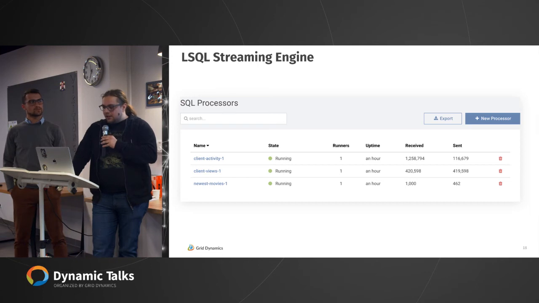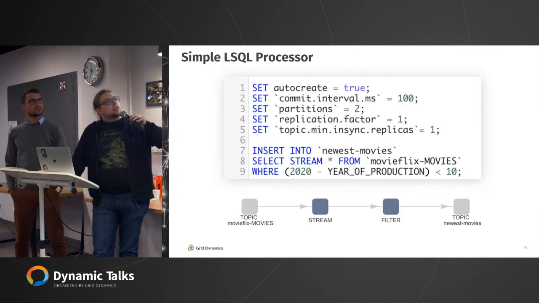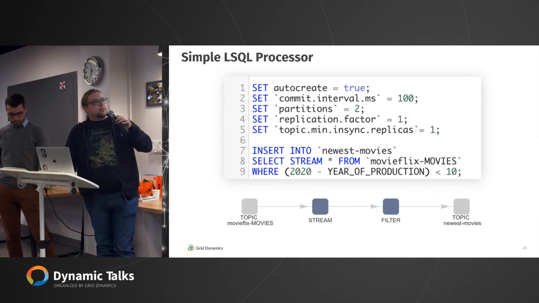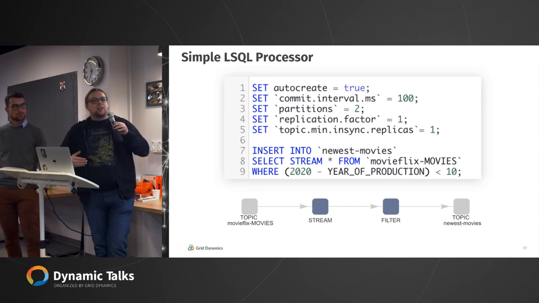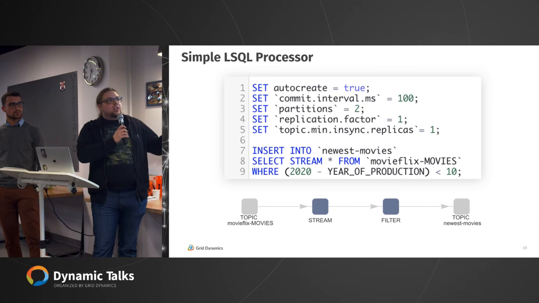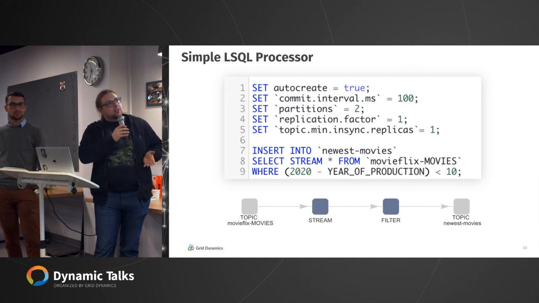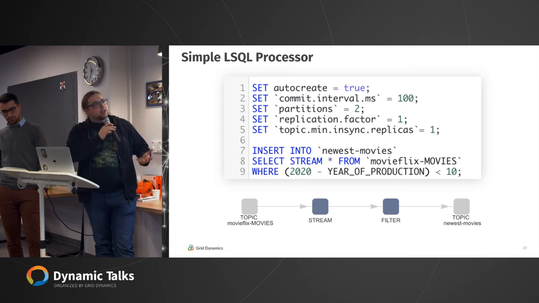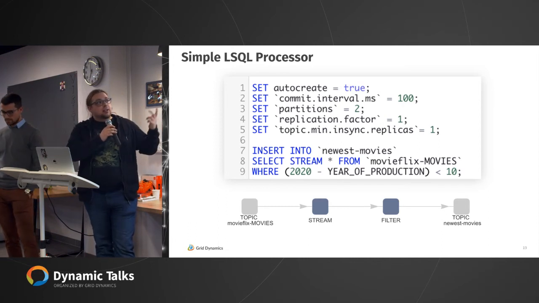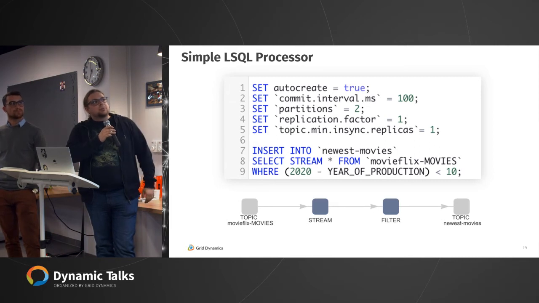So let's see how such a processor actually looks like. You've got a very simple statement. On top we've got a few configurations for Kafka itself to tell it to automatically create the result topic, things like commit intervals for Kafka Streams, partitions for the topic, replication factor. Here we set it to 1, mostly because the Docker platform that Lenses provides out of the box for developers comes with a single broker, so that's the limit. But in other environments, you can definitely change it.